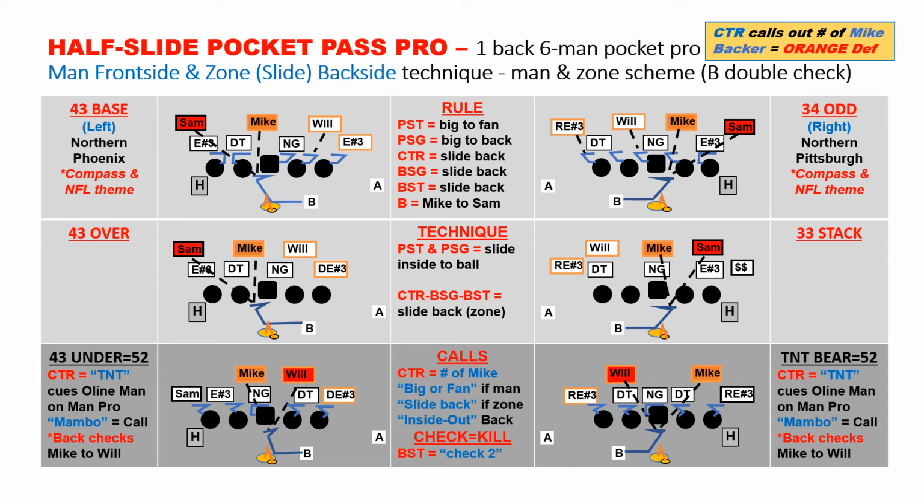You can see the exception again down on the bottom left is the 4-3 under, which is like a 52, and the Bear TNT 52. We technically say we have 5 down linemen, so we'll just go into a Mambo call here, man on man. So the 5 linemen take the 5 down linemen, and the back now checks Mike to the Will. Inside out again, always checking Mike first to the Will. So that is the exception. Everybody's covered. You get those TNT looks from the center. Or with our Pocket Pro, we'll go Mambo, and we'll just man-on-man, keep it simple.